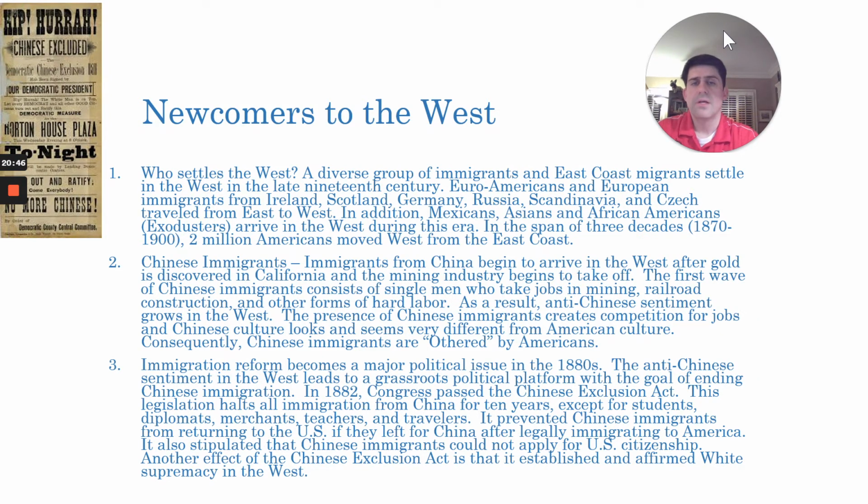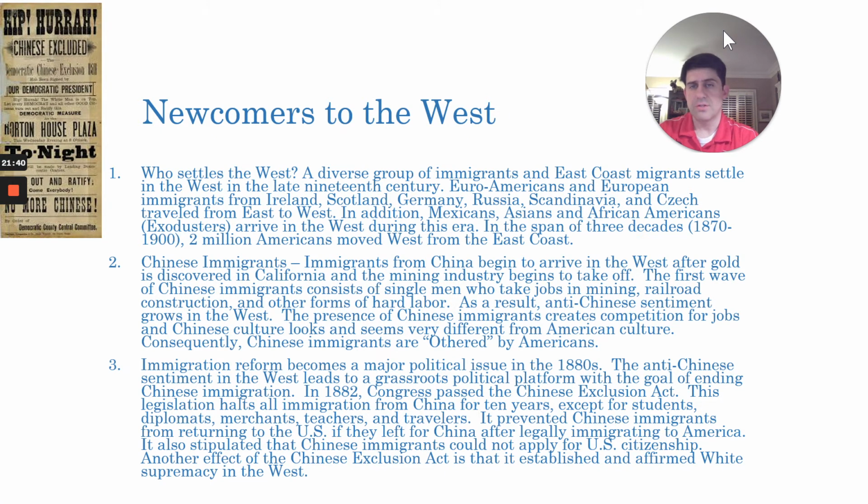Who settles the West? A diverse group of immigrants and East Coast migrants settle the West during the latter three decades or so of the 19th century. Many of them were European Americans or European immigrants from countries such as Ireland, Scotland, Germany, Russia, the Scandinavia region, the Czech region, all of these folks initially settled in the East, New York City, and other points in the Northeast, but eventually moved out West to take advantage of the Homestead Act or try to make a go of it in a new region with plenty of opportunity.